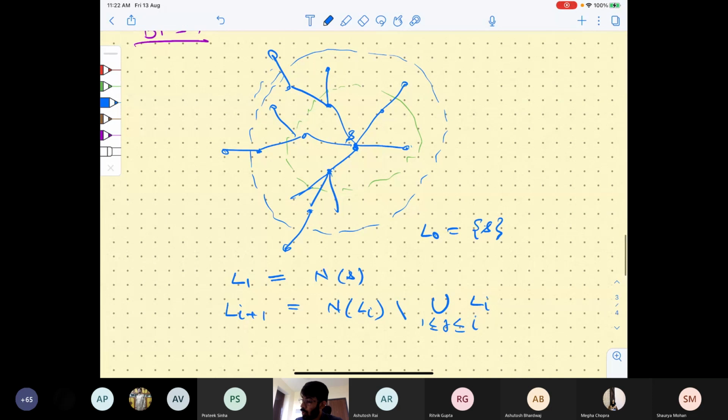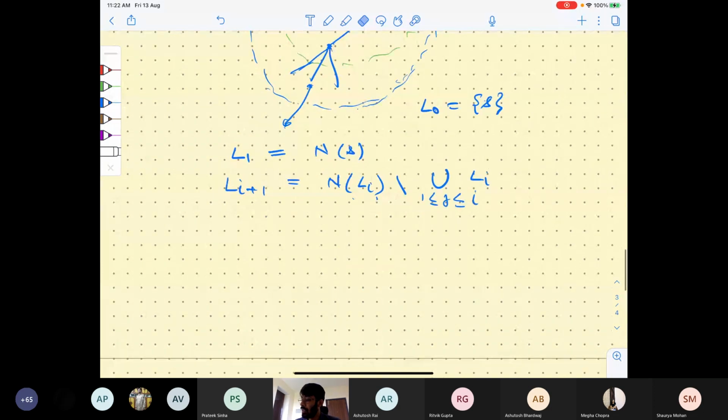So what does this say? What is going to be the first layer? The first layer is going to be the neighborhood of S. And now you have reached some ith layer. And what is going to be the (i+1)th layer? Neighbors of L_i which have not already come in any other layer. Right? Is the definition clear? That is how this layering works.